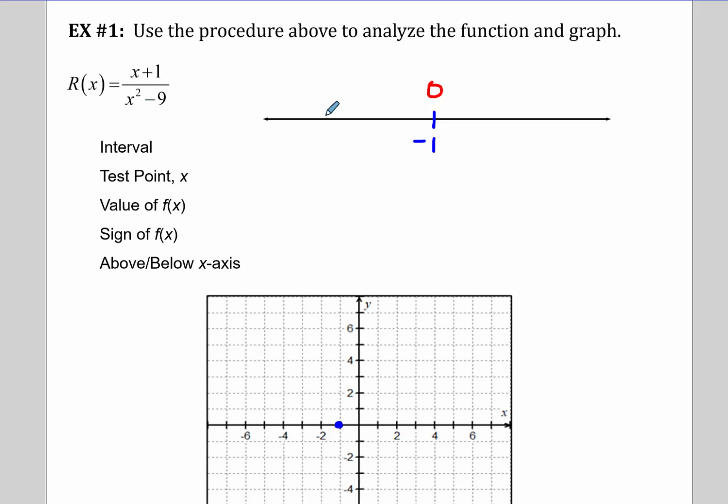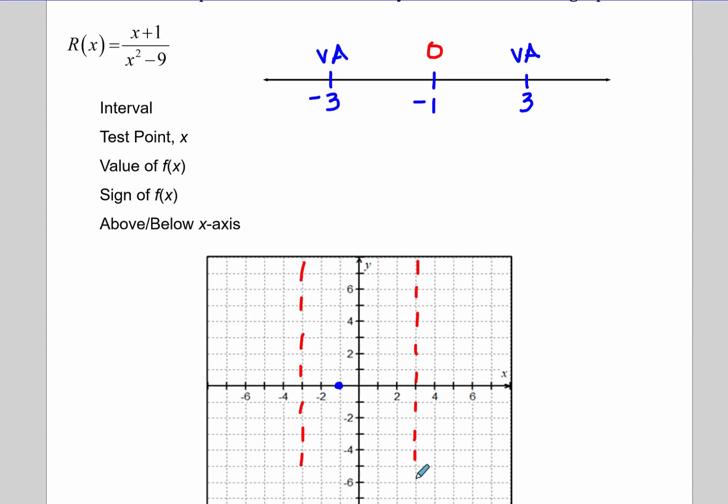In the denominator, we could factor or use the square root technique, and we know that -3 and +3 would be vertical asymptotes on our graph. So the domain's going to be restricted at -3 and +3. Now, notice how this kind of creates little segments or intervals on the number line where we can consider the behavior. So I want to pick a point.